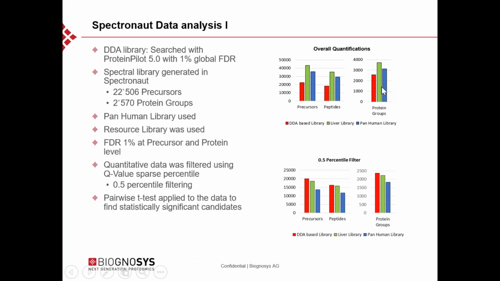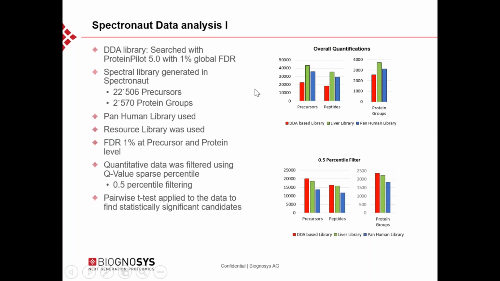Good. Thanks, Nick, for the introduction about the microflow setup and the TripleTOF and how we actually set up the method. Once we got the data back from Nick and his team, acquired on the TripleTOF 6600, we first of all used the ProteinPilot 5.0 output from the DDA runs to generate a spectral library within Spectronaut, and we controlled the spectral library quality at a 1% global FDR.